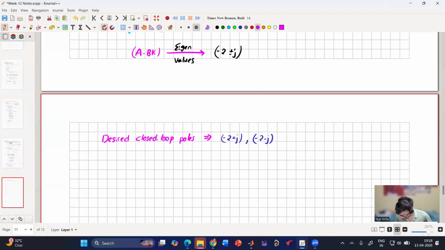Desired closed loop poles are given. Now I have to find the desired closed loop or the desired characteristic polynomial from these poles.